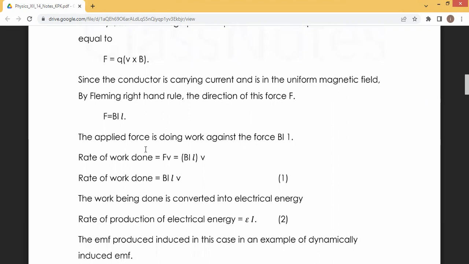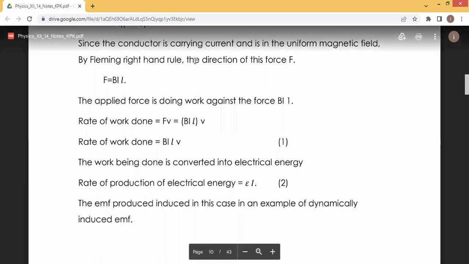Then L is the length. So as rate of work done W equals FV, we know that F equals BIL, where B is magnetic field, I is current, L is length, into V. So it will be BILV. And the rate of the production of electric energy is induced EMF into the current.